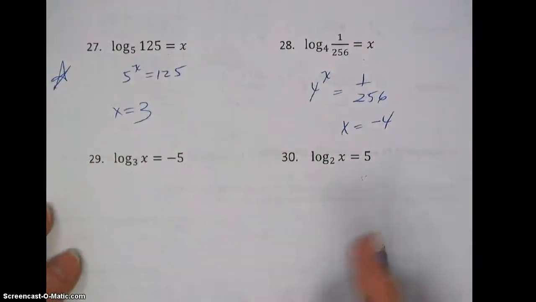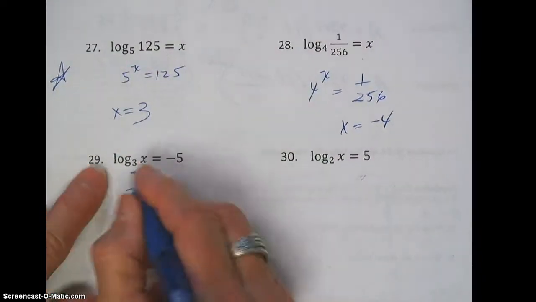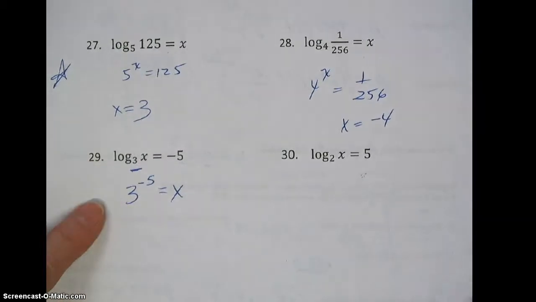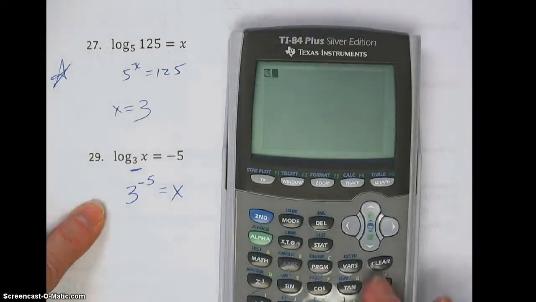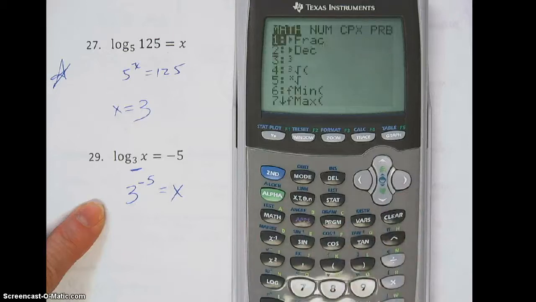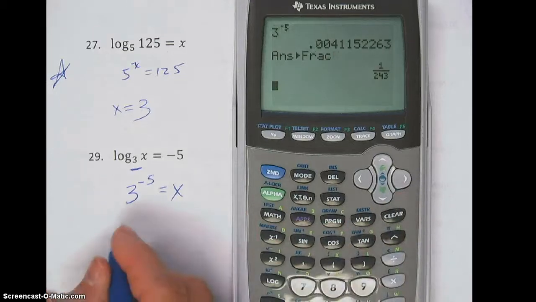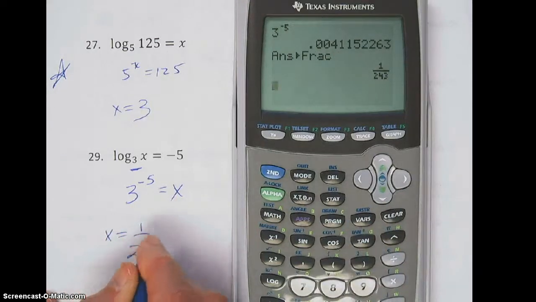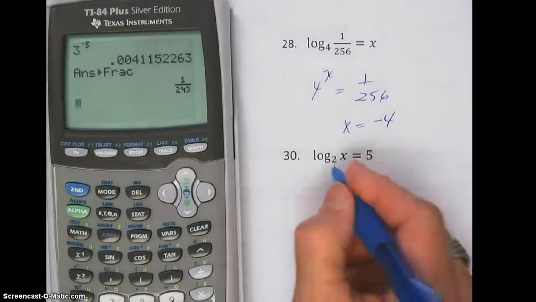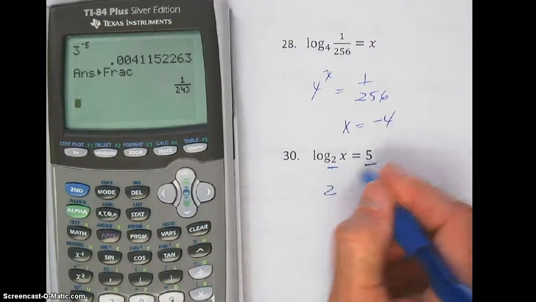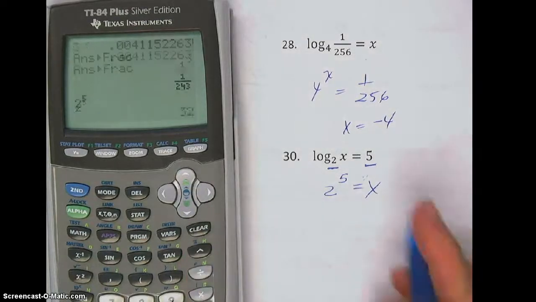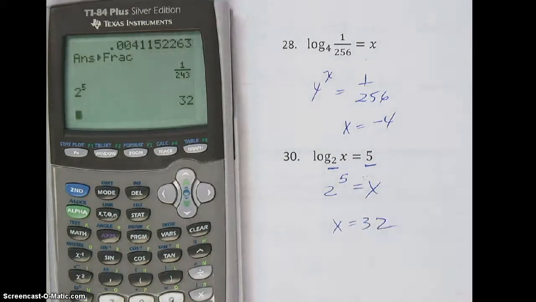29 and 30, translate. 3 is my base, -5 is my exponent, and then just go to your calculator. 3 raised to the -5th. It's going to be some decimal. Remember, I want you to change it to a fraction, so your final answer should be 1 over 243. And 2 is my base, 5 is my exponent. Go to your calculator, 2 to the 5th equals 32.